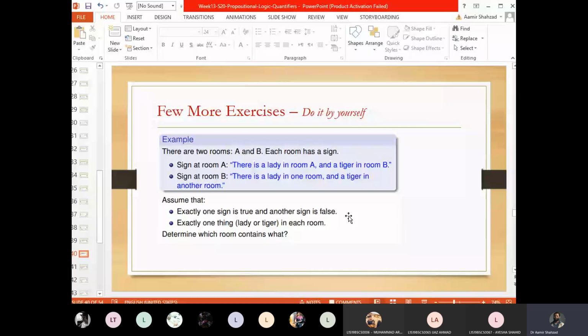Or exactly one thing, lady or tiger, is in either room. So it's just like the knights and knaves problems. जो हमने knights and knaves के problem किए, it's exactly like those problems. So we determine which rooms contain what.